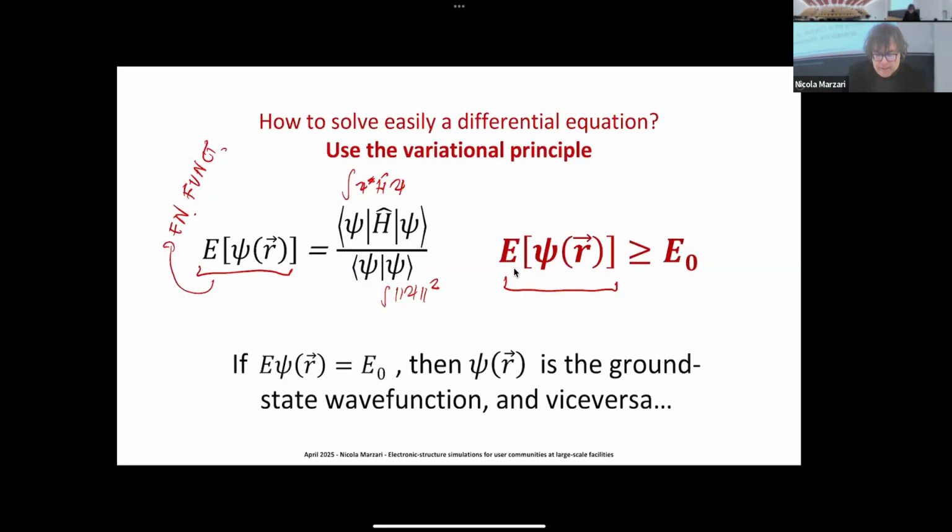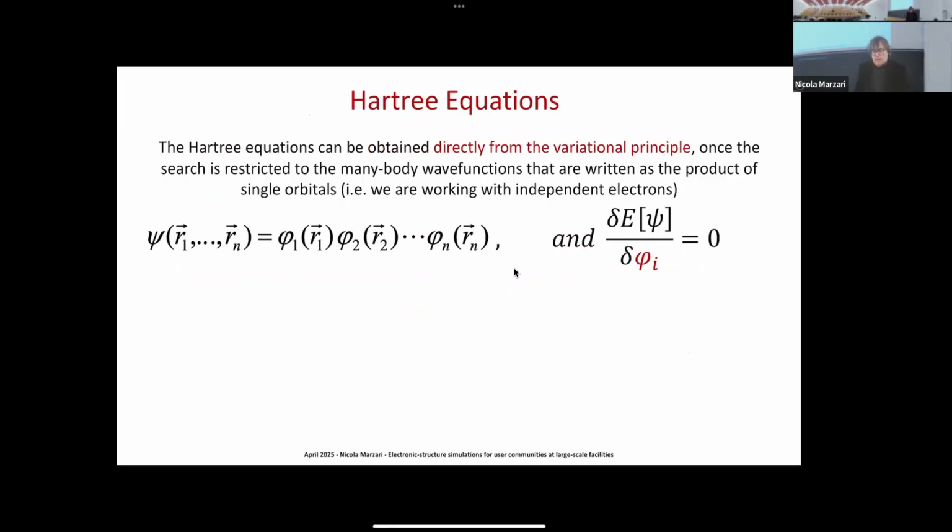And there is a corollary to the variational principle that says that if we happen to have a psi that gives me exactly the ground state energy, then that psi is the ground state wave function, and vice versa. But I want to use it just to show you the three fundamental steps that have been made in quantum mechanics: the Hartree equation, the Hartree-Fock equation, and the density functional theory equation, that are actually all very similar to themselves. And I'll start from the Hartree because it's really very inspirational.